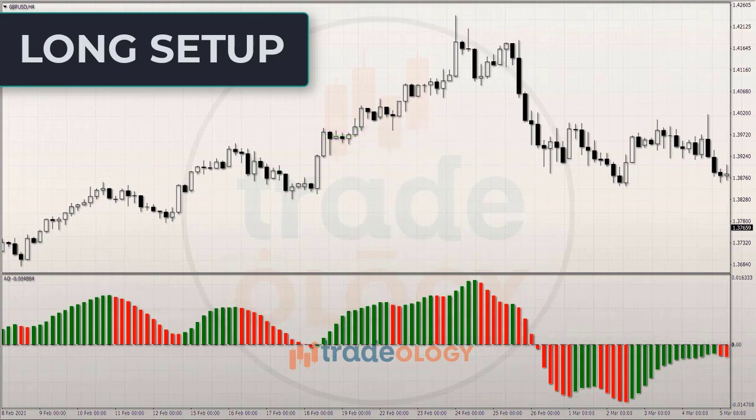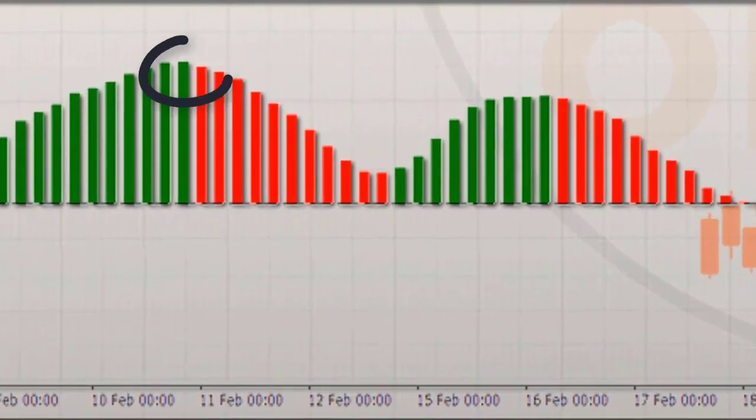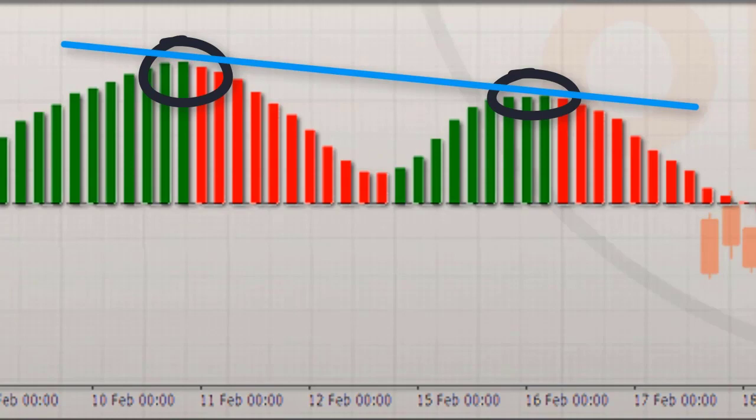It's important to note that the downward sloping trend line requires 2 swing points on the Awesome Oscillator, and the second swing point must be sufficiently low to create the downward trend line.